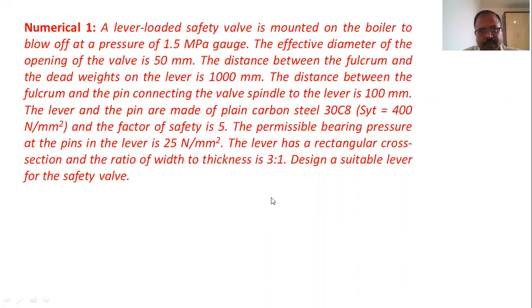The lever and the pin are made up of plain carbon steel 30C8 and the yield stress for that material is given as 400 Newton per mm square and the factor of safety is 5. The permissible bearing pressure at the pins in the lever is 25 Newton per mm square. The lever has a rectangular cross section and the ratio of width to thickness is 3:1. So design a suitable lever for the safety valve. From this numerical, we will extract what data is given and what other things have to be calculated.